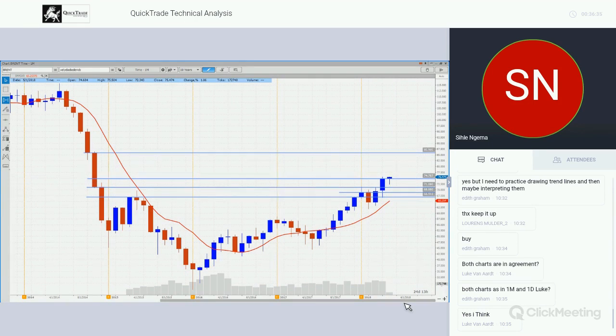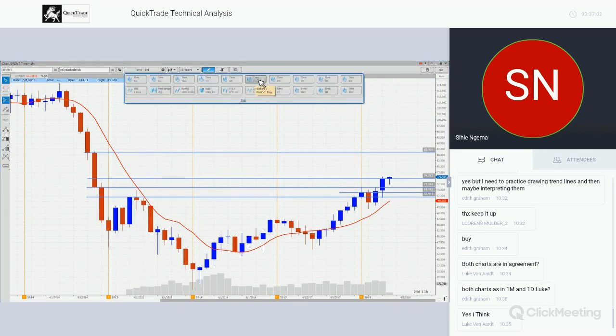I think the next target on Brent crude is going to be around 85, 86 US dollars per barrel. I think the price of Brent is going to strengthen over the next couple of weeks or months, up to 86 US dollars per barrel. That's not good news to us, the South Africans. Now let's change this to the daily chart.